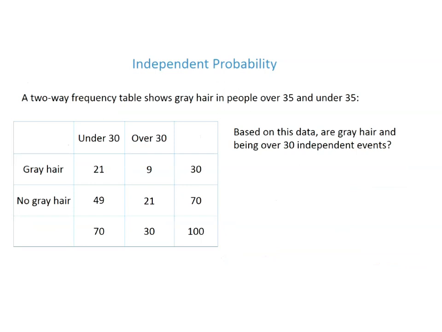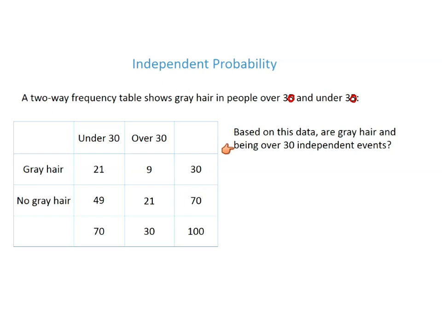Okay, and the last question. A two-way frequency table shows gray hair in people over 30 and under 30. Oh, this is supposed to say over 30 and under 30. So in our chart, this is the people under 30. So there's 70 people total under the age of 30. Over the age of 30, there were 30 people that were surveyed. And there's 100 total. Then for gray hair, there were 30 people with gray hair that were surveyed. And for no gray hair, there were 70 people with no gray hair that were surveyed.